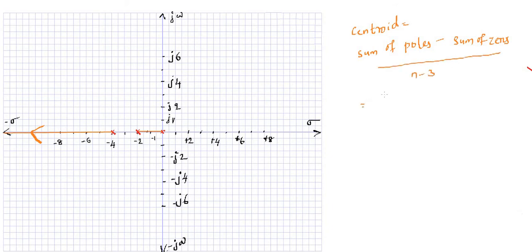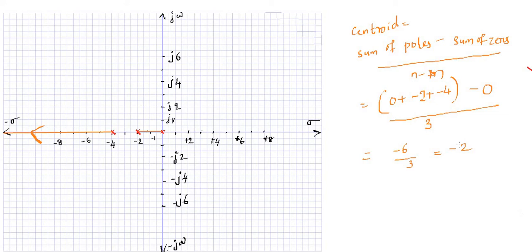So, what is the sum of poles here? The sum of poles is 0 plus the next pole at minus 2, the next pole at minus 4, minus the sum of zeros. There are no zeros, so you can put a 0 here. Now, n minus m is 3. So, the centroid will be minus 6 by 3, that will be at minus 2. So, the asymptotes will meet at the centroid, minus 2.